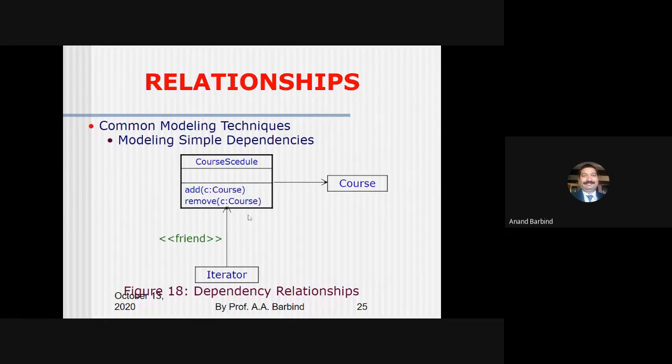Again, the iterator friend class, because it is a friend class, is dependent on the course schedule. So there is a dependency relationship between the iterator class and the course schedule class. A dependency relationship can be modeled in this fashion. If the content of one class changes, it will invite change in the content of the other class.